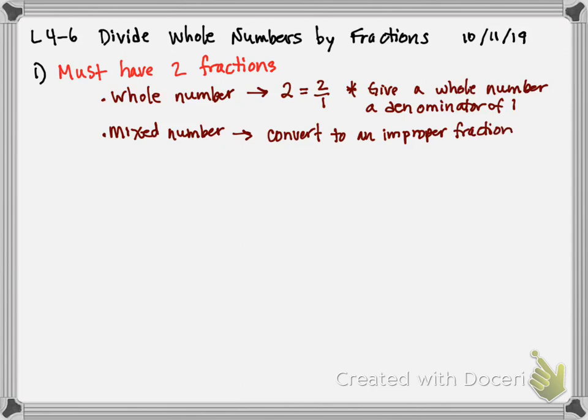For example, if I have 4 2/3, I'm going to multiply 3 times 4, which is 12, and add the numerator 2, and 12 plus 2 is going to give me 14, and then the denominator stays the same. So 3 times 4 plus 2 all over 3, 12 plus 2 all over 3, 14 over 3. So that is it.